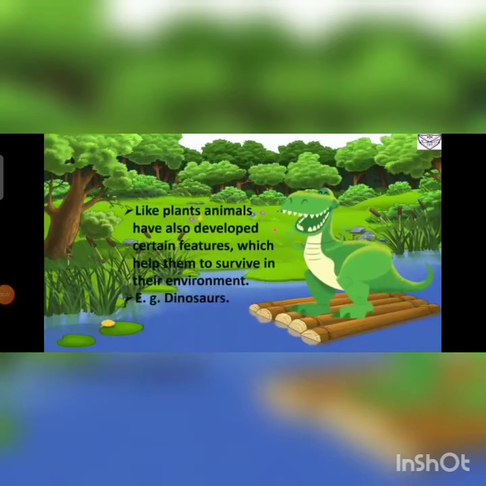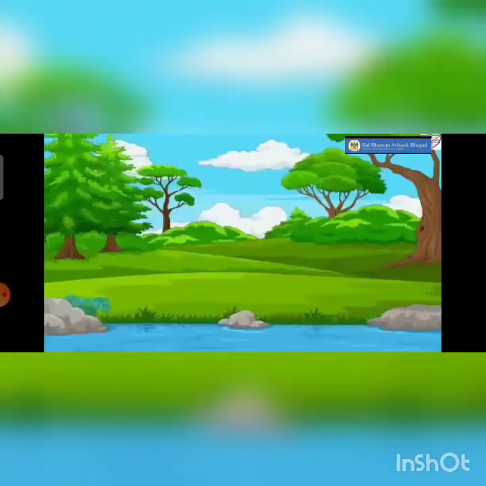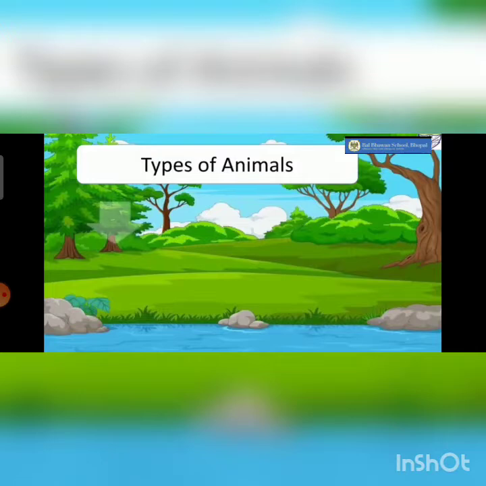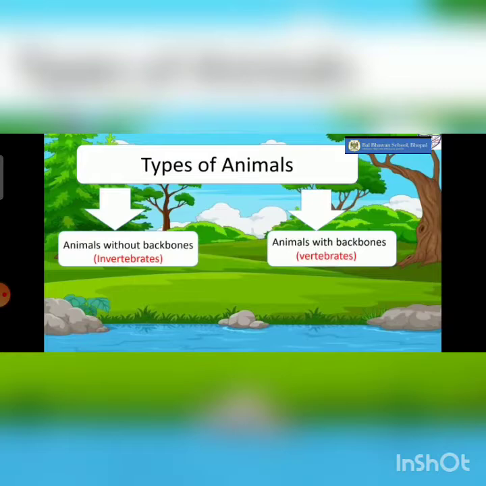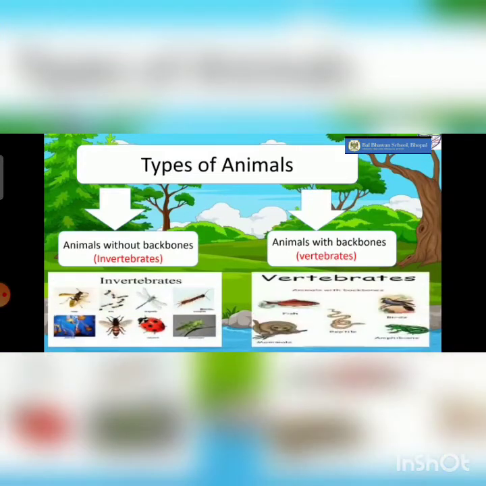So when we talk about how animals survive, animals have also developed certain features, like plants, which help them to survive in their environment. Based on the presence and absence of a backbone, animals can be divided into two groups: invertebrates and vertebrates. Animals without backbones are known as invertebrates, and animals with a backbone are known as vertebrates. Today we are going to discuss these two groups of animals.